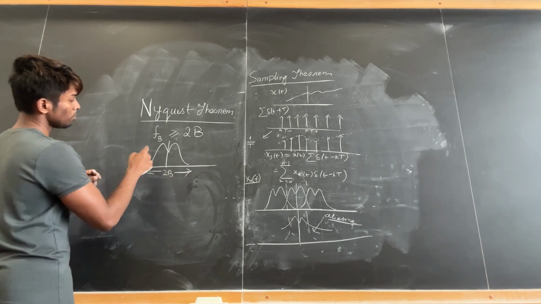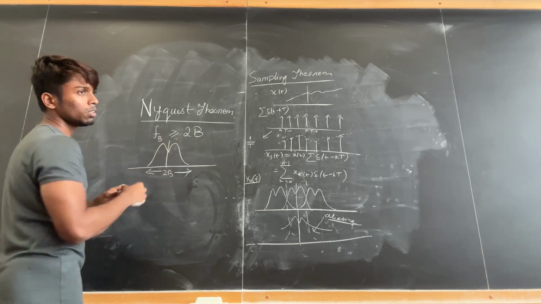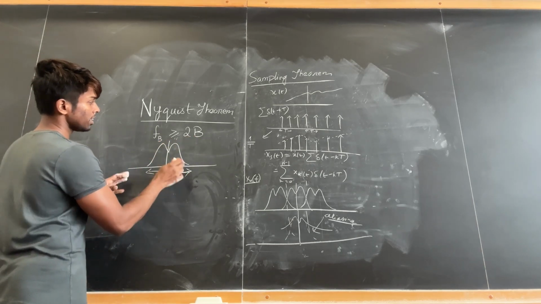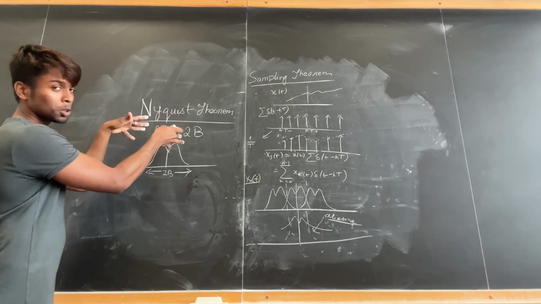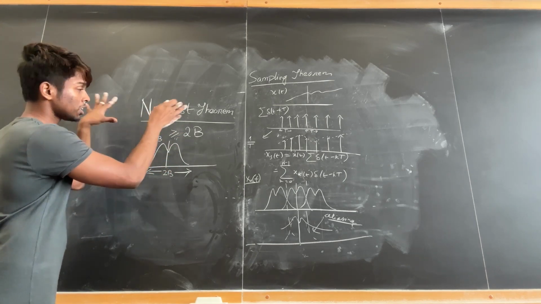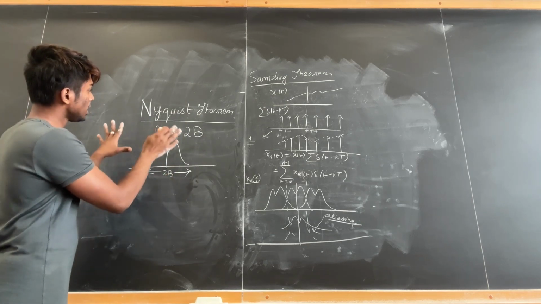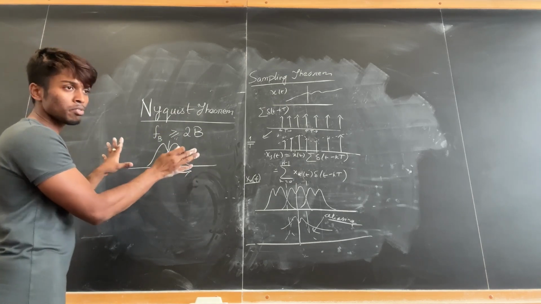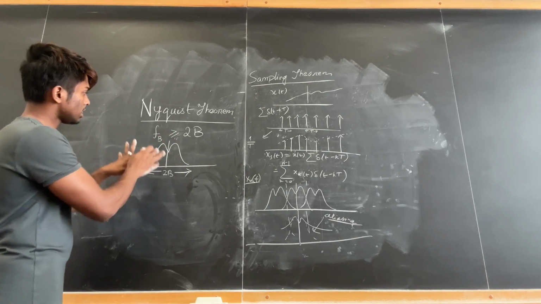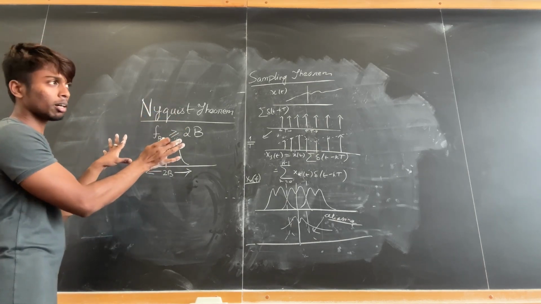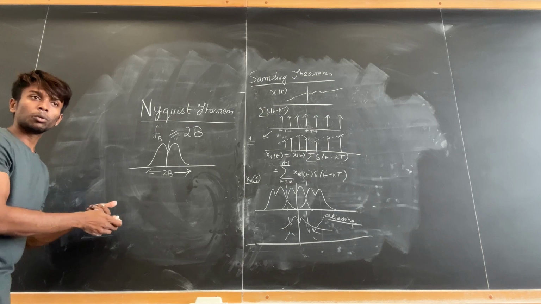So the sampling should be done at a frequency greater than or equal to 2b. So 2b should be the minimum sampling frequency. So it is the lower bound. 2b should be the minimum sampling frequency at which the sampling should be done. Only in that case we will not have overlaps, and if we don't have overlaps we won't have aliasing. So that's the minimum sampling frequency we must care about, and that is the Nyquist theorem.